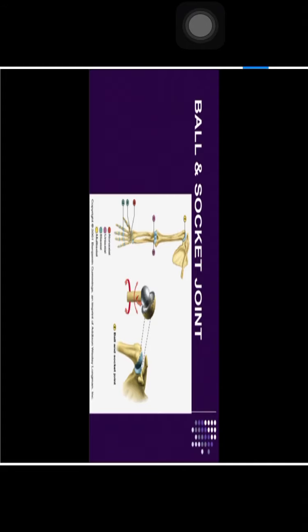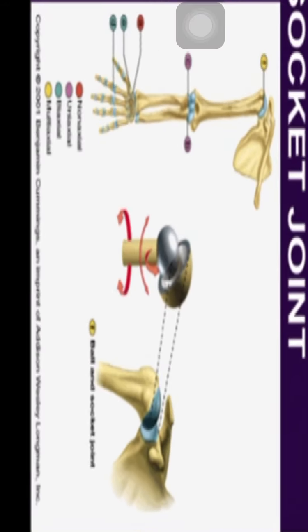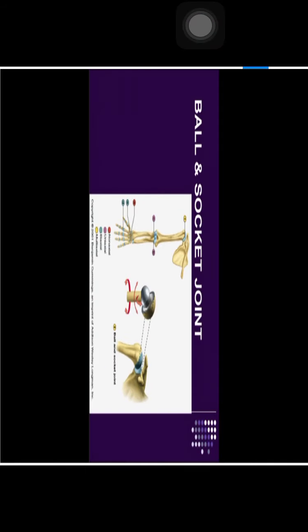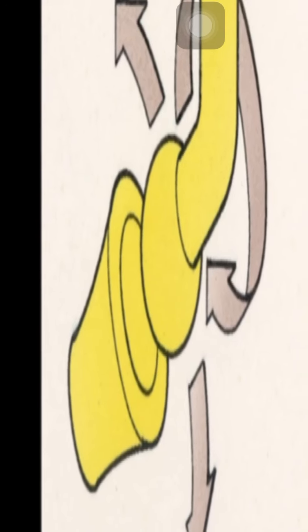We'll show you the picture. See, this is how the ball like structure is fixed into the socket. That's why it is named as ball and socket joint. The ball like structure is fixed into the cavity, that is known as the socket, and it allows the movement in all the directions.